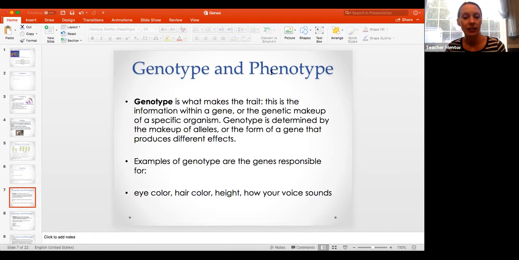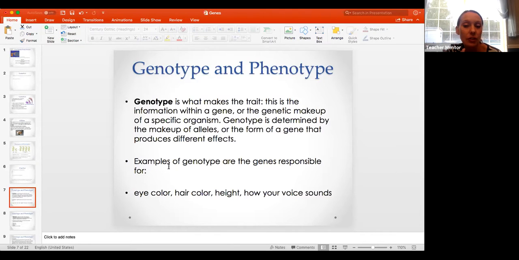Big words in genetics, but they really have simple meanings, okay? So genotype is what makes the trait. So it's the actual alleles. So that capital B, lowercase b. Phenotype is what it looks like, what it appears, what we see with our eyes, okay? So genotype is what makes the trait. This is the information within a gene or genetic makeup of a specific organism. Genotype is determined by the makeup of alleles or the form of a gene that produces different effects. So the genotype, again, is going to be those two alleles that the organism carries, okay? Written in letters, two letters like we saw.